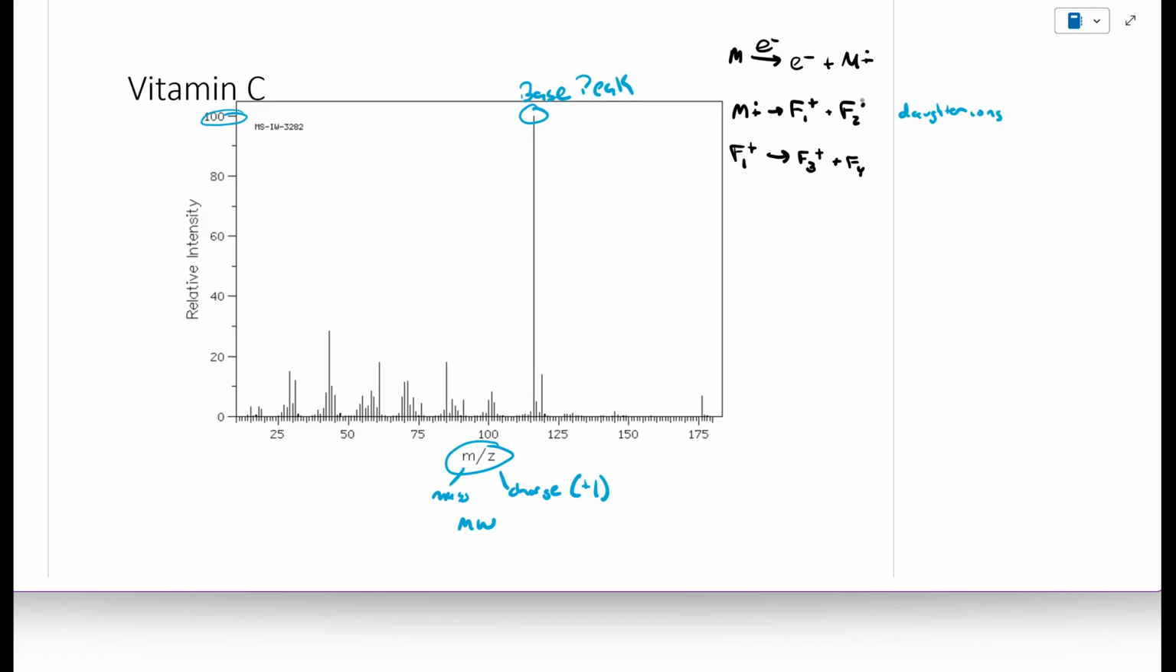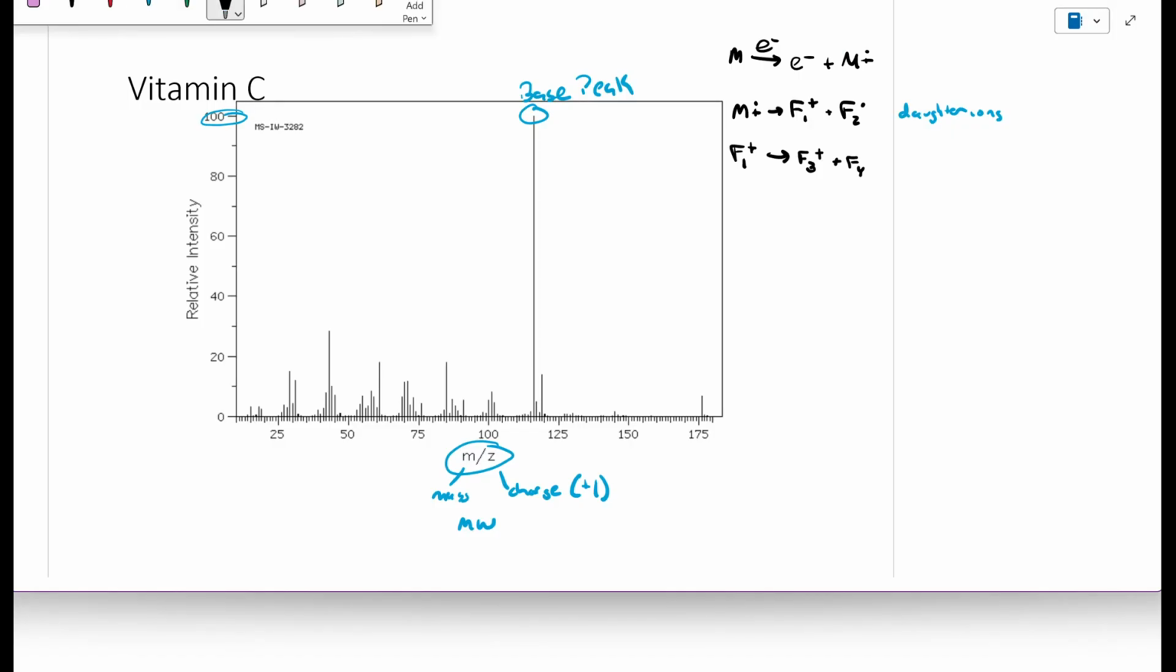So it should stand to reason then that there should be nothing heavier, nothing with a molecular mass higher than the original molecule, right? We can fragment into things that have a molecular mass smaller than the original molecule, but there shouldn't be anything with a molecular mass greater than the original molecule.